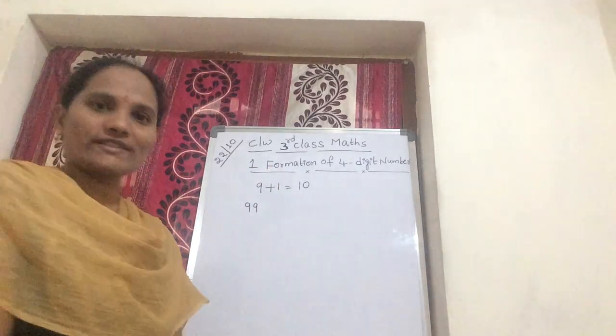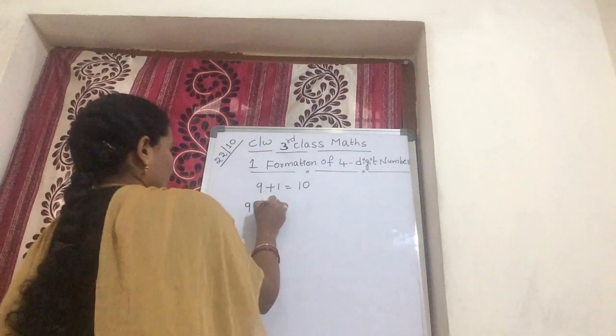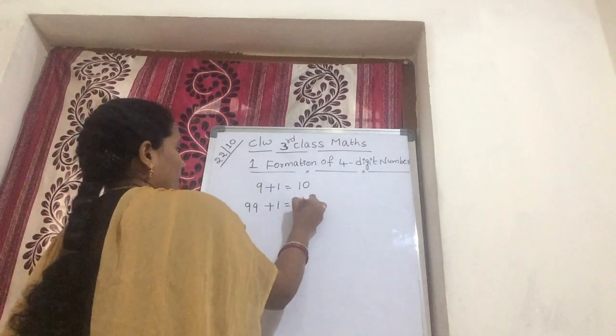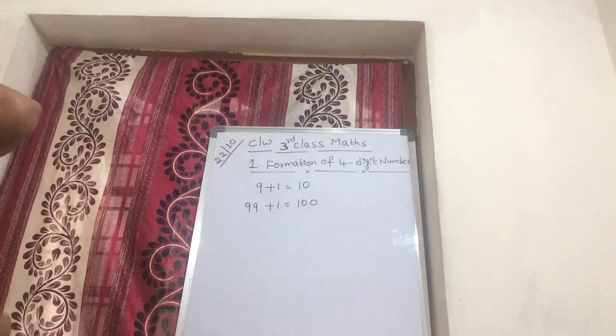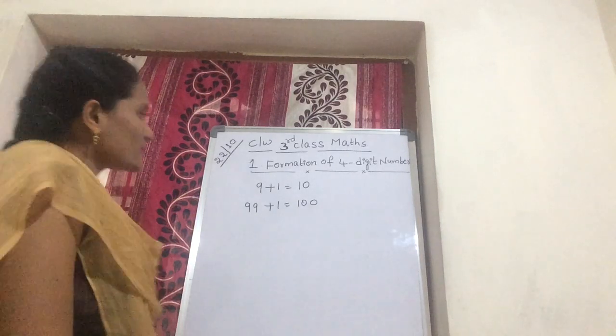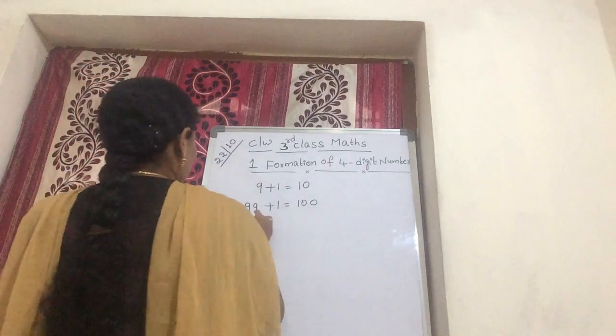99. This is also a two-digit number, but this is the greatest two-digit number. Okay, I add 1 like that. I get 100. What is 100? That is a three-digit number and the smallest three-digit number. Okay, children. Next one.